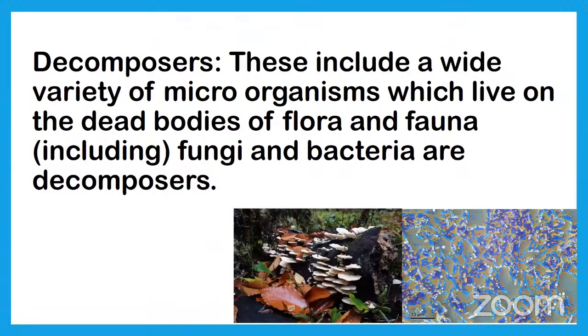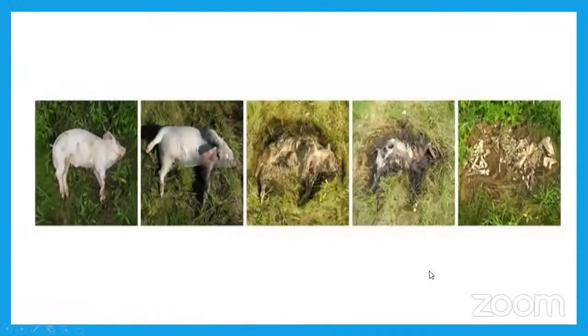Flora means, I told you, plants, fauna means animals. And when these flora and fauna die, bacteria and fungi work on them, and they take food from those dead bodies and mix the nutrients into the soil. See, if any living organism dies, here you can see the various stages in the decomposition process.